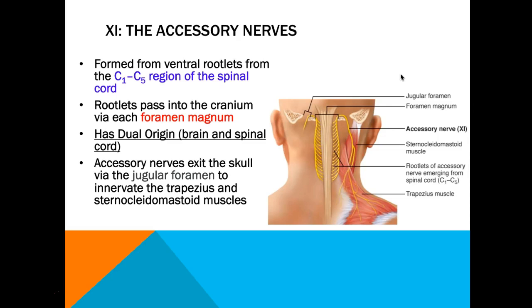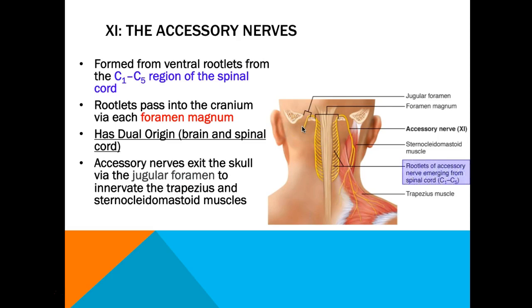Next, we have cranial nerve number 11, which is your accessory nerve, or sometimes it's referred to as your spinal accessory nerve. And this is because it is debated as to whether this is a true cranial nerve, because it is formed from rootlets, I should say ventral rootlets, of C1 to C5 from the spinal cord. Then it enters the cranial cavity and exits out the jugular foramen.